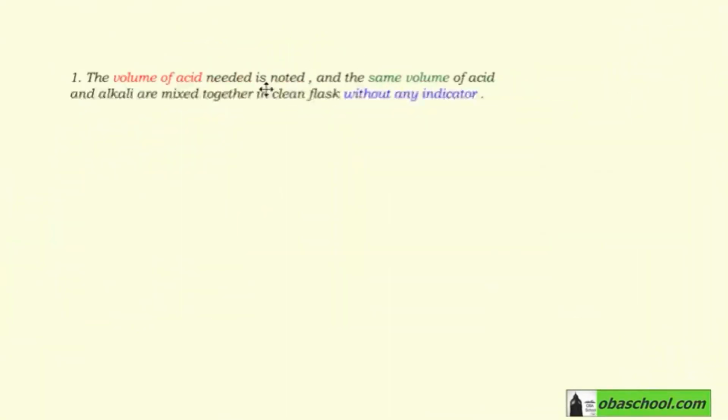We write the volume down, and the same volume of acid and alkali are mixed together in a clean flask without any indicator. When we note the volume of the acid used, we get the same volume of the acid and the base that I want to mix and put them together in a clean flask without an indicator for them to undergo a neutralization reaction.